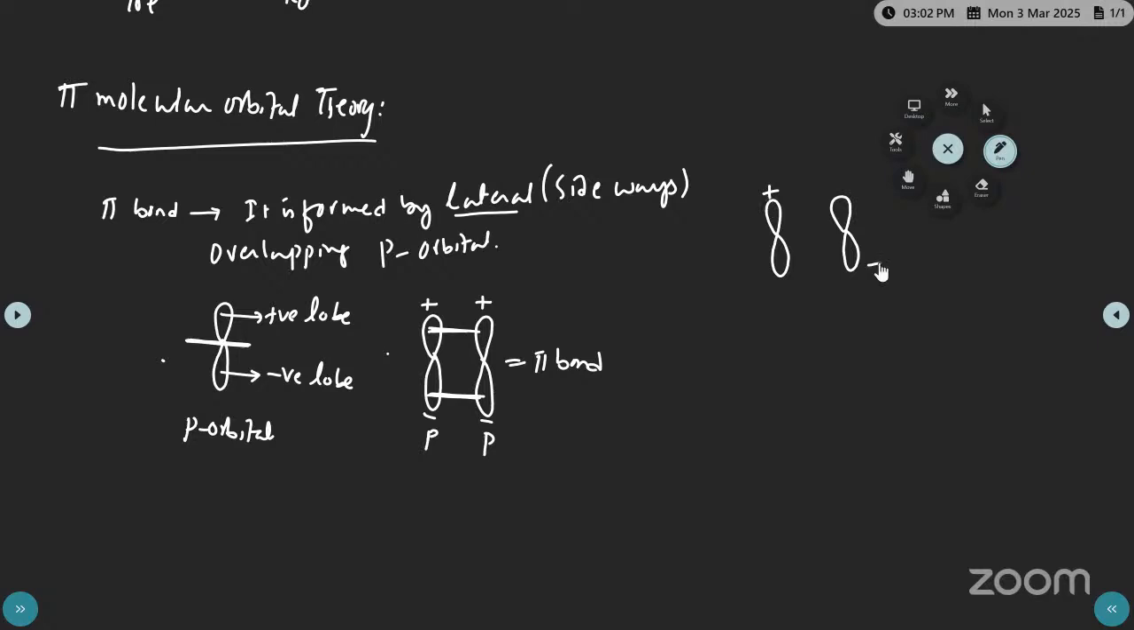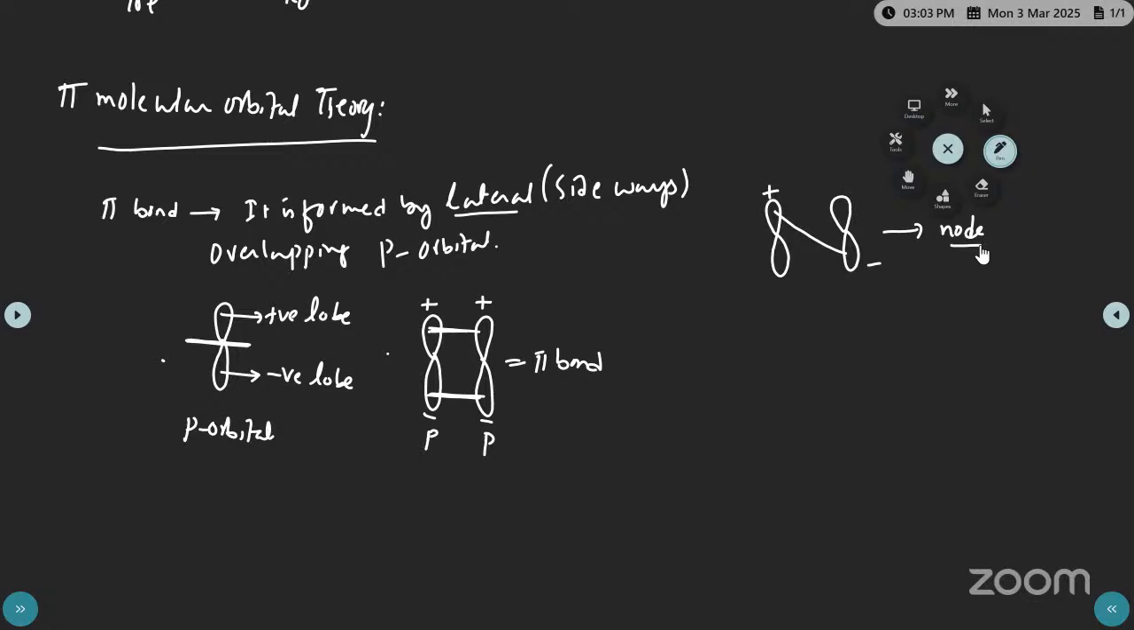So if they overlap like this, what happens? Positive and negative overlap, so one positive and one negative leads to zero overlapping. There is no finding of electrons, which leads to a node. By overlapping the positive lobe and negative lobe like this, a node is formed. There is no finding of electrons.